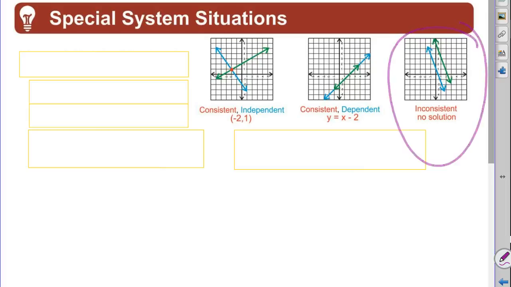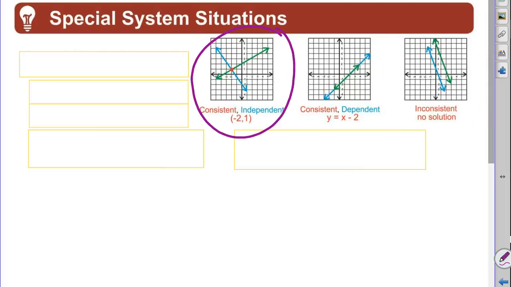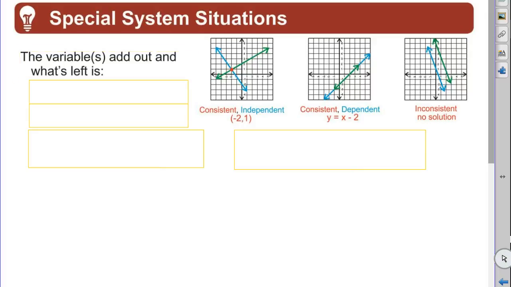All right, so mathematically, using substitution and elimination, we've solved problems that were consistent and independent. They had a point of intersection, and therefore we were able to give the point of intersection. How do we know when it's the other two possibilities? Well, here's what's going to happen. The variable or variables are going to add out. In other words, they're going to disappear, they're going to add up to 0, and they won't be there anymore. And you have to read what's left to then determine which of these two possibilities the solution is.